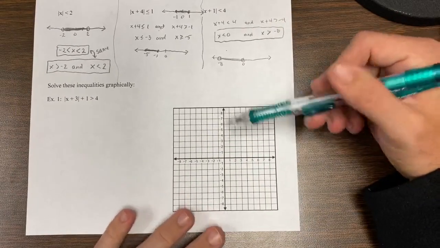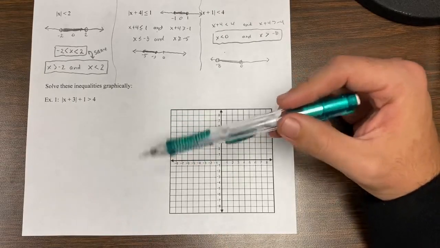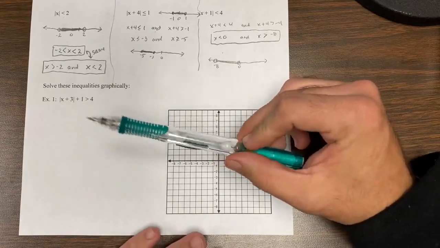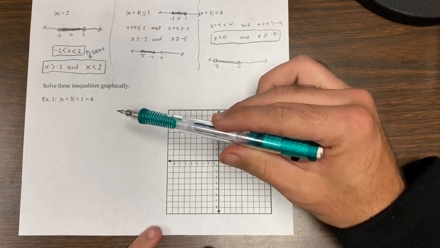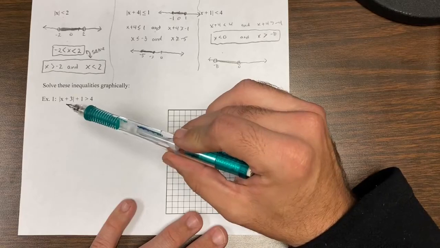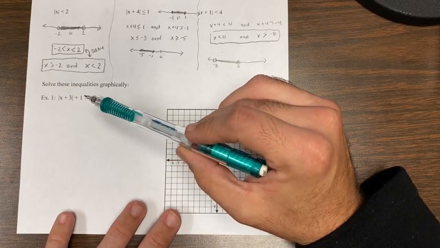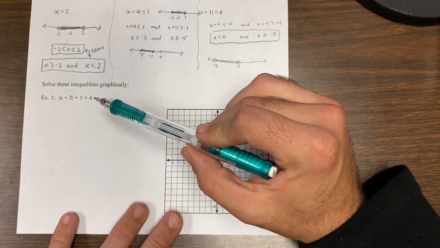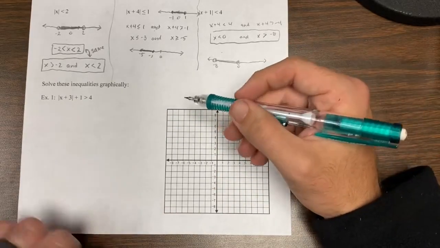All right, so now we're going to solve these inequalities graphically. Before we start algebraically dealing with some more complicated inequalities, let's see what's going on on a graph so we can get a picture of what's going on when we do the algebra. So the idea here is to take the left side of the inequality, this absolute value of x plus 3 plus 1, and graph that, and on the same set of axes, graph y equals 4, and then see where they intersect. All right, so that's our plan. That's what we're going to do.